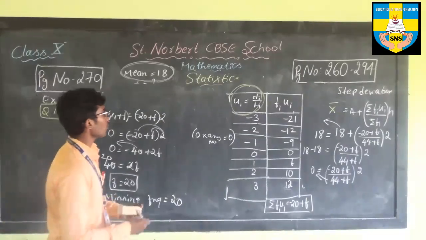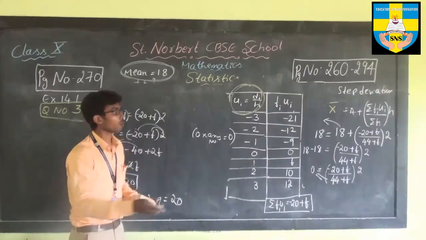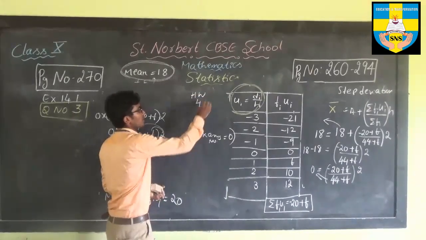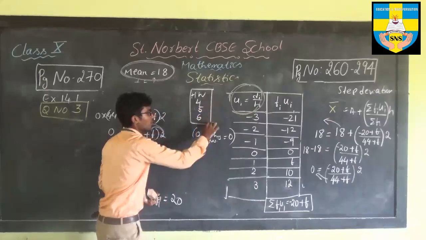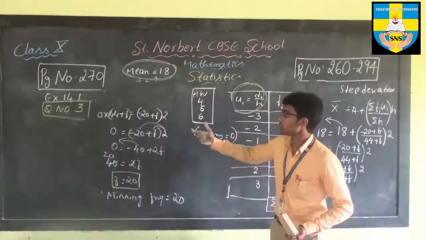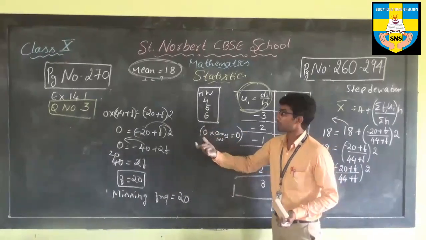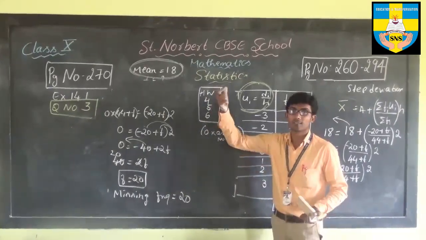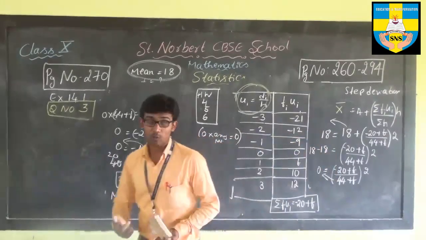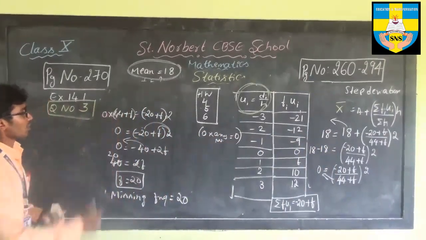Question number 4, look at my dear students. Question number 4, question number 5, question number 6 will be homework for you. That will be your today's homework, and it will be in the same manner. You can go by the step deviation method and try to solve, and answers are given at the last page. Try to check your answers. Okay. Next video I will be going with question number 7.